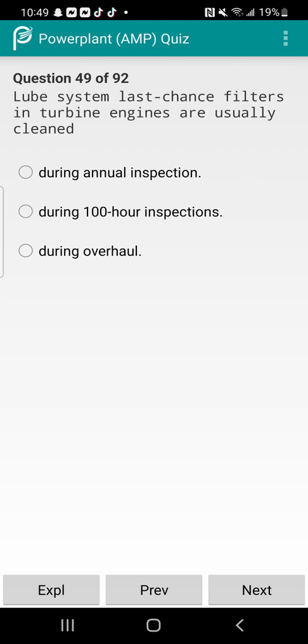Lube system last chance filters in turbine engines are usually cleaned during overhaul.